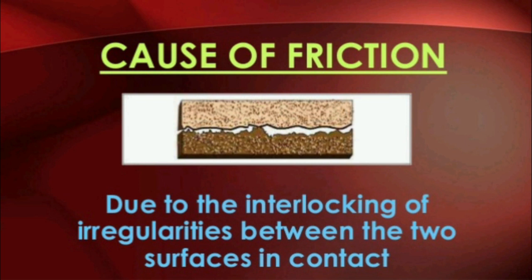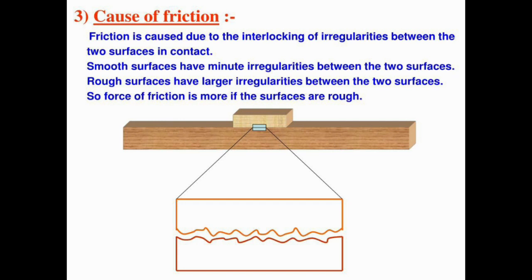Why is friction higher in rougher surfaces? This is because the rougher the surface, the more will be the irregularities, and if the irregularities are more, more force is needed to overcome them. So, the first factor affecting friction is the nature of the surface.